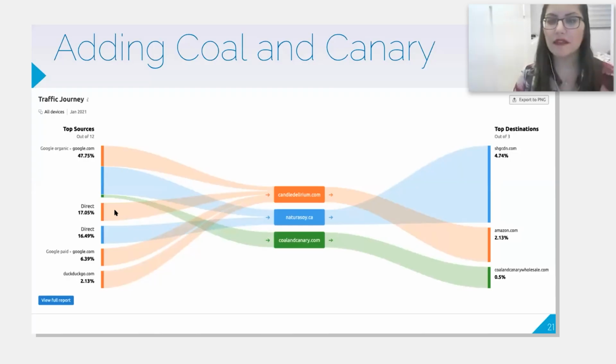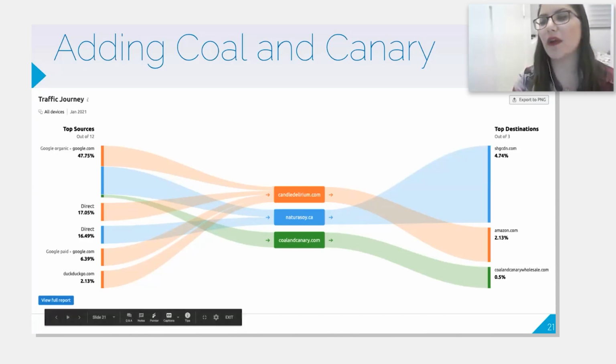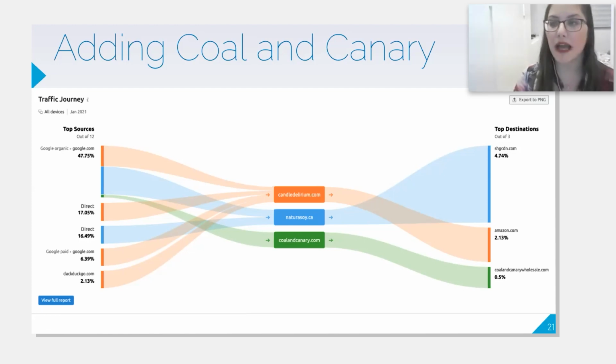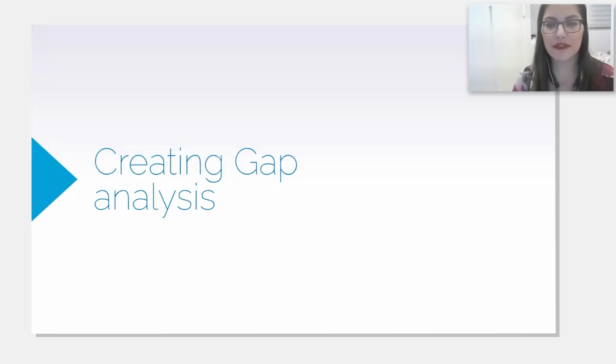I will put in Coal Canary. Oh, and let's see the whole picture. Basically Coal and Canary is doing only SEO traffic and the Coal and Canary wholesale website, which I think means they might be missing out on things. They might be missing out on Google Paid, a referral website from an affiliate website, and Amazon. So here you can see many things that you can adjust. And now we can create the gap analysis with just a click, okay?